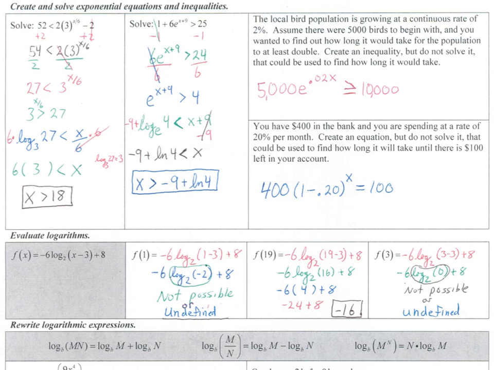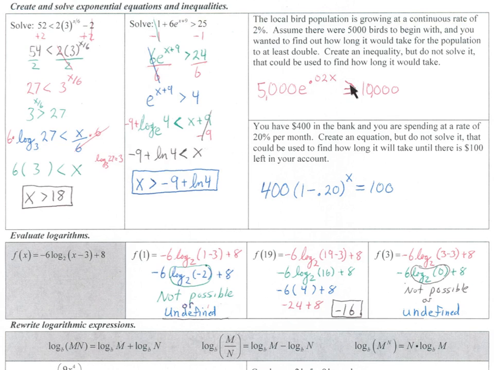Now for this problem, you just got to read carefully, and what you realize when you read this problem is it talks about 5,000 being the initial value. You hear the word continuous rate of growth, so it's E. The rate goes here, and it's saying it's growing, so that's why it's positive. This is how long it takes.